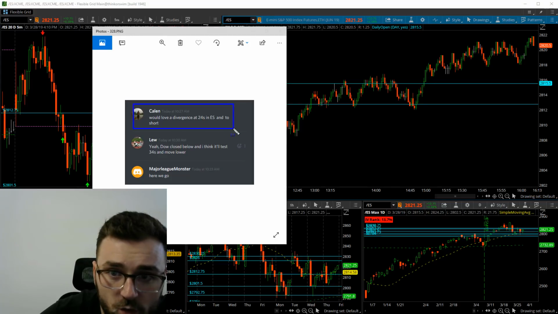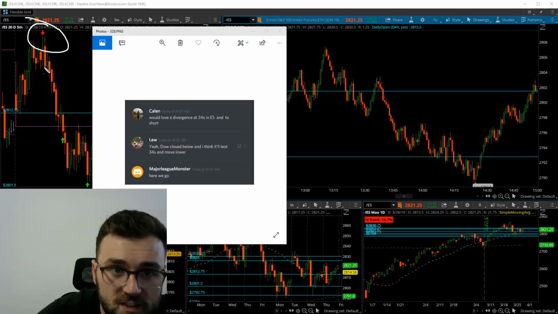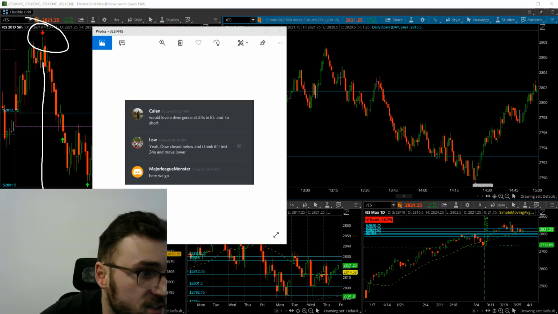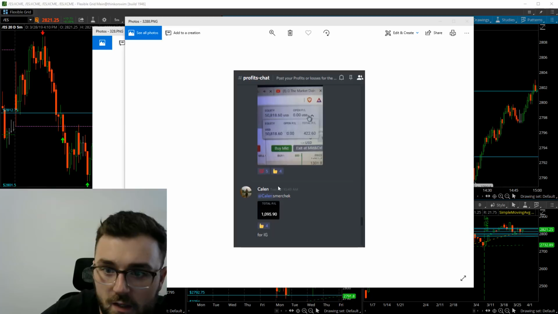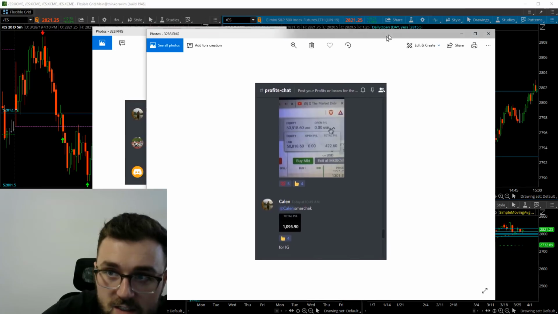So Kalen's saying at 10:27 a.m., would love a divergence at 24s. This is that divergence right up in there. There's a little red arrow right here. 10:27, that lined up right at the exact time that he was talking about that trade. It set up and worked out really, really nicely for him. And he was able to pull away, I want to say something like $1,095.90 on the day from that short in the S&Ps that he took.